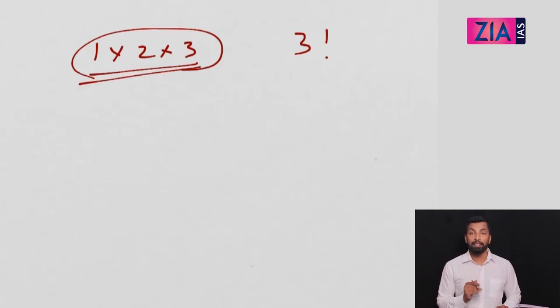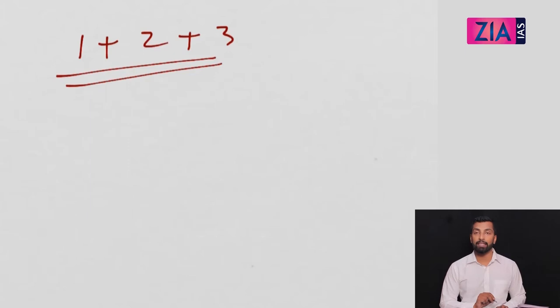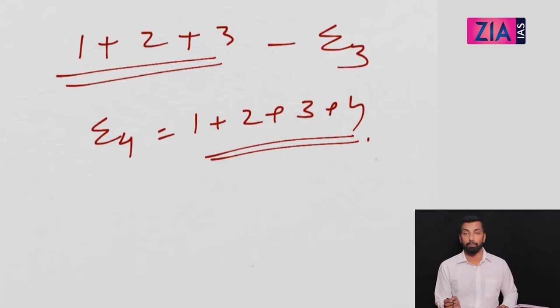Now here in this session, we are going to discuss the sum of the first n consecutive natural numbers. In the previous session, it was the product of the first n consecutive natural numbers; here we are going to look at the sum. So it's like 1 plus 2 plus 3. This is the sum of the first 3 natural numbers. We write it as sigma 3. So what about sigma 4? 1 plus 2 plus 3 plus 4, basically the sum of the first 4 natural numbers.